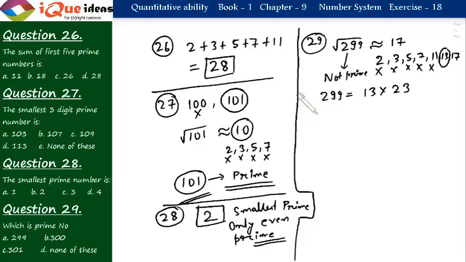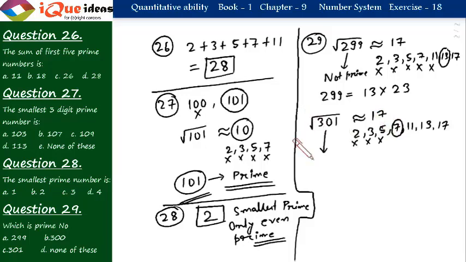Now the next number that we have is 301. Take the square root of 301, that is still approximately 17 point something. So consider the prime numbers 2, 3, 5, 7, 11, 13 and 17. Is 301 divisible by 2? No. Is it divisible by 3? No. Is it divisible by 5? No. What about 7? 7 4s are 28. So 2 and 1, 21, 7 3s are 21. So we are doing normal division. So this 301 is divisible by 7. So 301 also is not a prime number.